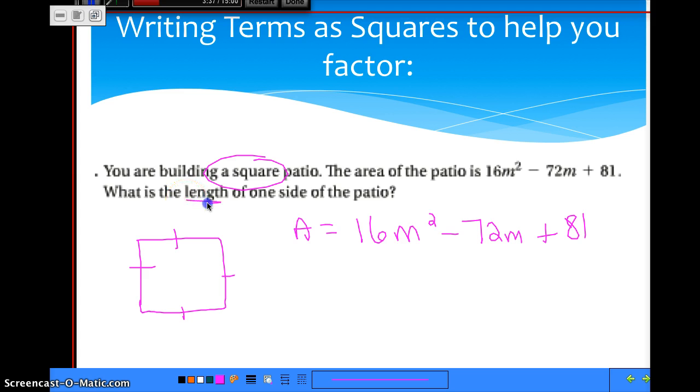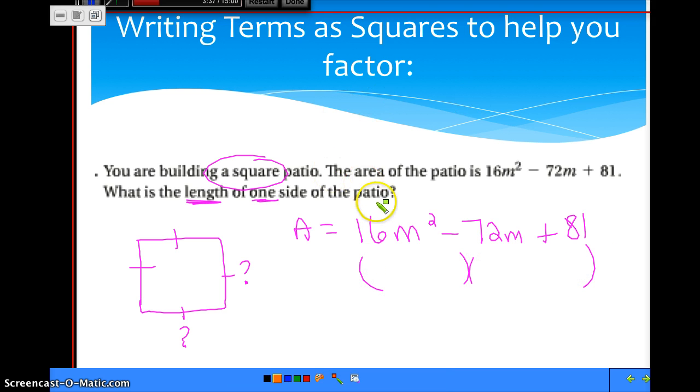They wanted us to find the length of one side of the patio. So in other words, what times what equals the area. Understand, these two have to be equal because all sides of a square are equal. Let's go ahead and factor the trinomial.